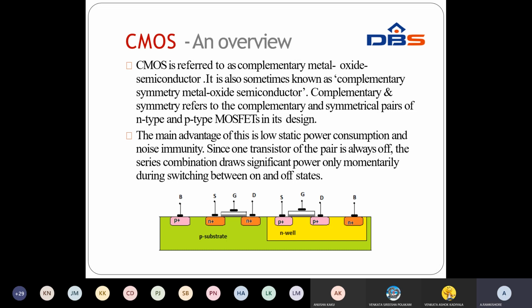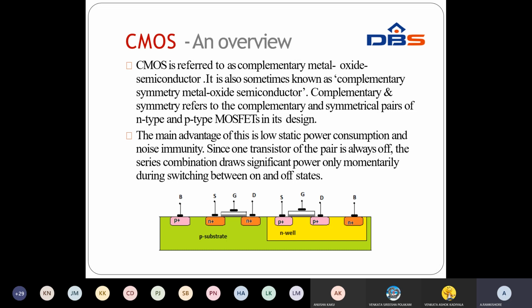CMOS is referred to as a complementary metal oxide semiconductor. It is also sometimes known as complementary symmetry metal oxide semiconductor, and complementary symmetry is nothing but complementary symmetrical pairs of n-type and p-type MOSFETs in its design. That means, as shown in the diagram, we have two MOSFETs within a single structure.